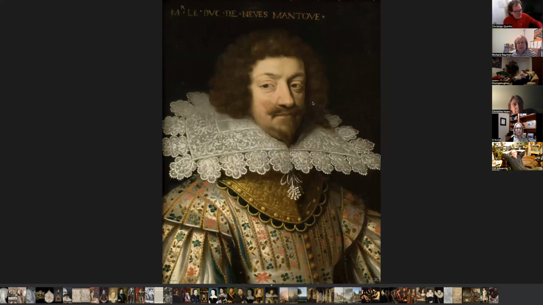I'll show you just one painting by this gentleman that I found curious. This is an artist called Daniel Dumonstier. He was born in 1574, and he mostly drew portraits of the major figures of the 17th century. This is Charles I, who was the Duke of Mantua.